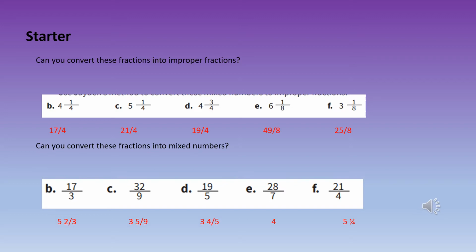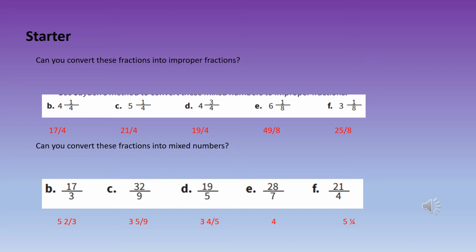So here are the answers for the fractions that you've just converted. Pause the video now and mark your work. Let's go through the first couple together. So if we look at B at the top, where you've just converted the mixed number into an improper fraction. So we have 4 and 1/4.